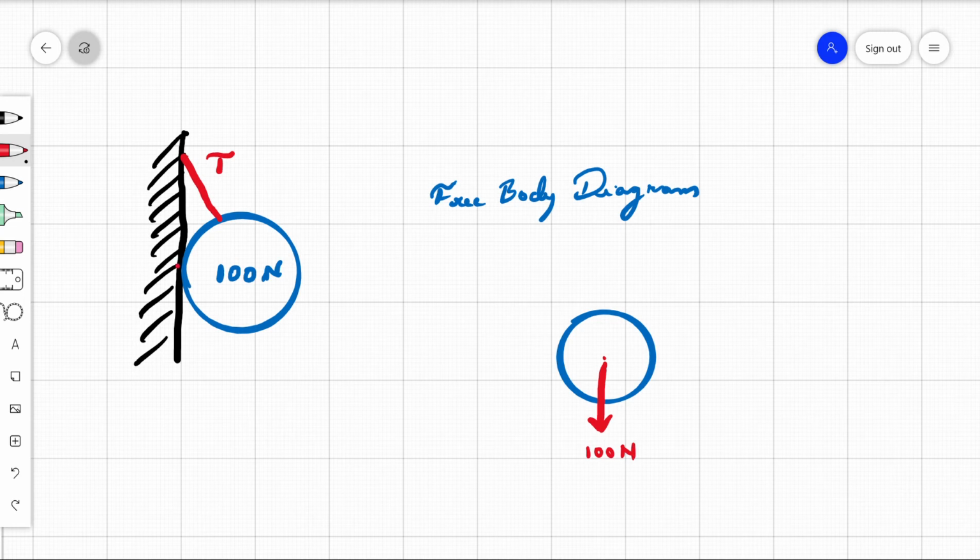Whenever there is a contact at this point, there will be a reaction from the wall. That reaction we have to draw, and whenever a string is connected to the body, there will be a tension force.